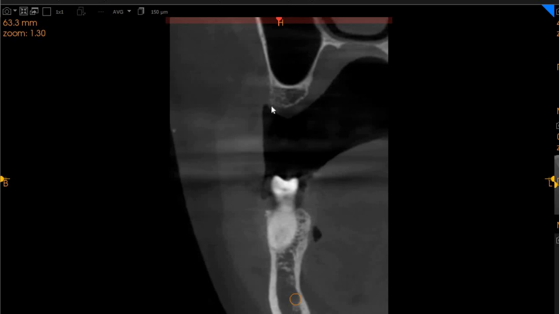Moving to the region of the upper right 6, we've got approximately 6 millimeters of ridge width but only 3 millimeters of height. So here again, a lateral window sinus lift procedure is definitely advised.